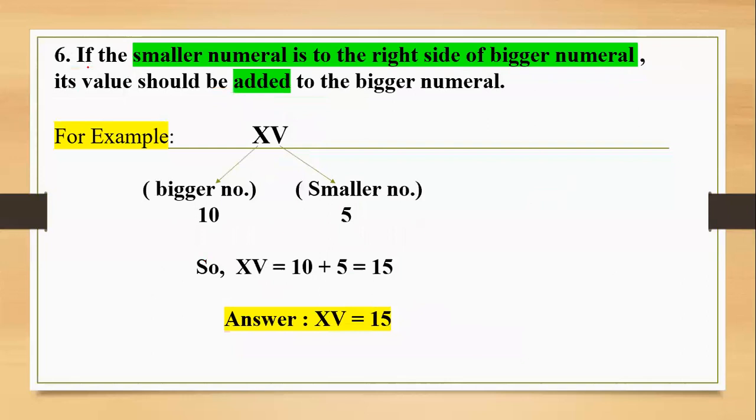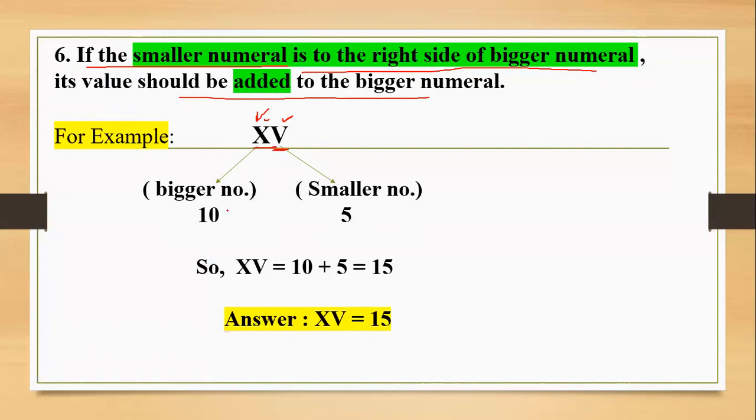Next is, if the smaller number is on the right side of the bigger number, we have to add to the bigger number. For example, X and V. X is representing 10 and it is a bigger number, and V is a smaller number, and the smaller number is on the right side of the bigger number. So whenever the smaller number comes after a bigger number, then you have to add.